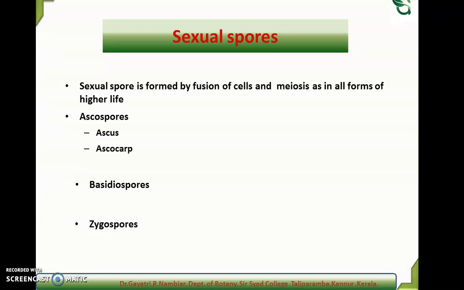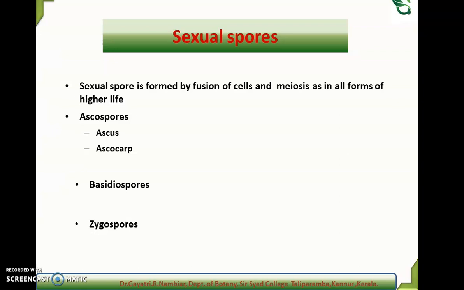The spores which are formed by fusion of cells and meiosis are known as sexual spores. They are formed as a result of meiotic divisions and are mainly seen among the higher forms like ascomycetes, basidiomycetes, zygomycetes, etc. Now, ascospores are those spores that are produced in the ascus, which is borne in the ascocarp, and they are mainly produced by ascomycetes.